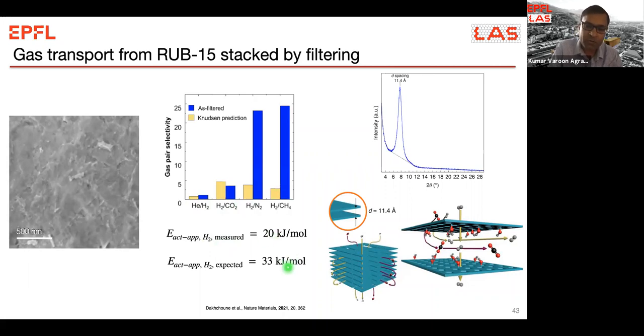But remember, I said before it should be around 33 kilojoules per mole, right? So we started thinking what is happening. We looked at the XRD, X-ray diffraction, from these sheets, and we found that there is a d-spacing in the stacked film of 11.4 angstrom. And remember that these sheets are about 8 angstrom in thickness, so that means you're leaving 3.4 angstrom in the gap, right? So the CO2, being 3.3 angstrom, can easily pass through the pores.